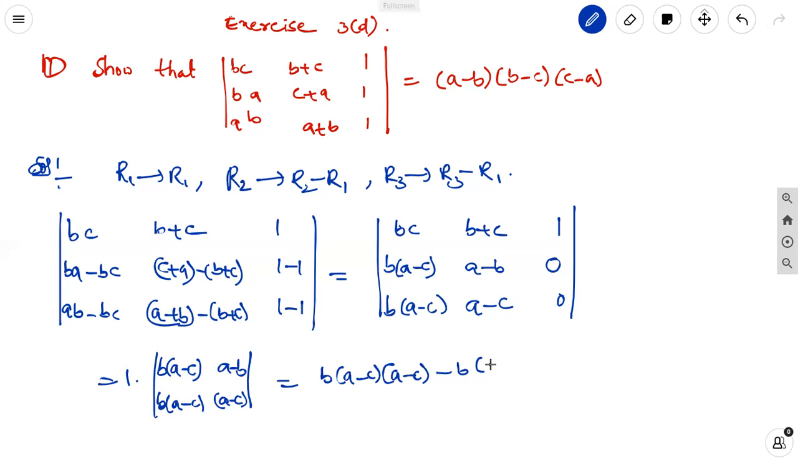B into A minus C into A minus B. In all these, B into A minus C is common. The remaining somewhat is, it is not BA, it is CA.